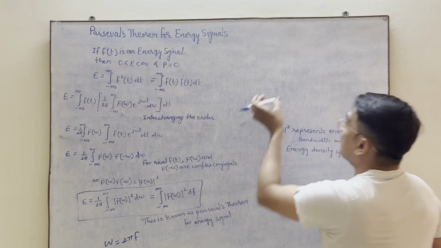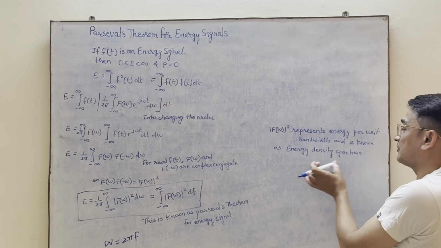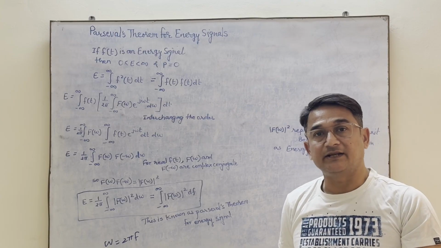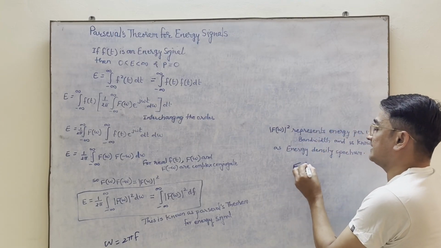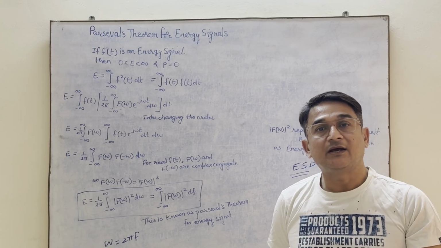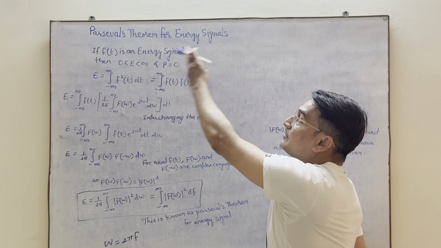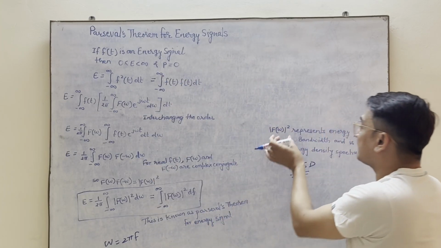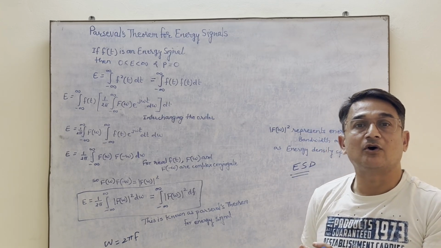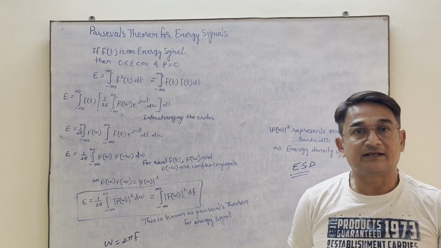Now this mod F(omega) square represents energy per unit bandwidth, and it is also known as energy density spectrum or energy spectral density, or in short ESD. Suppose in the exam they ask, explain ESD or explain energy density spectrum. Then also you have to explain all this, and finally you will write that mod F(omega) square is nothing but the energy density spectrum of this particular signal. So this is Parseval's theorem for energy signal.